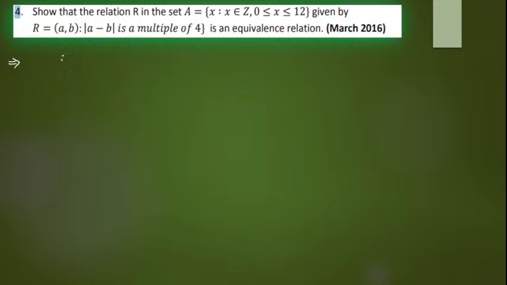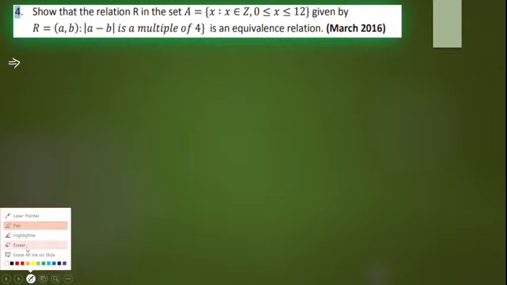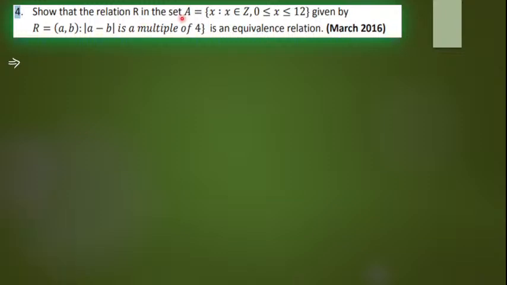Okay, so what is given here? Your relation R is defined on a set A, which contains elements x such that x belongs to Z, the set of integers lying between 0 and 12. We have to write all the integers, and your relation R is given as containing an ordered pair a comma b such that modulus of a minus b is a multiple of 4. Okay? The same steps you have to follow here.